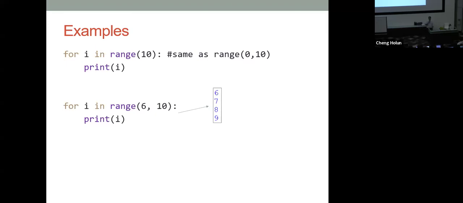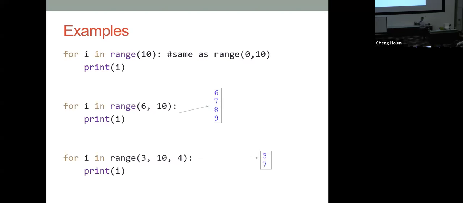You can put step 3 to 10, step 4. So try. How many numbers will we print? You start from 3. I print 3 first. And the next number? 7, right? So I print 3 and 7. And the next number should be 11. But 11 is already out of range. So I don't print 11. So this one I print 3 and 7.